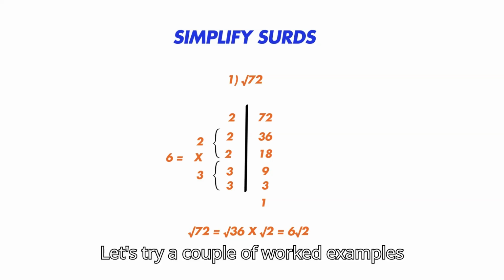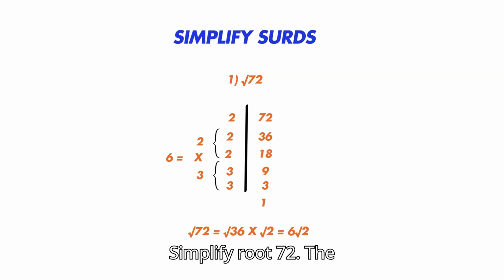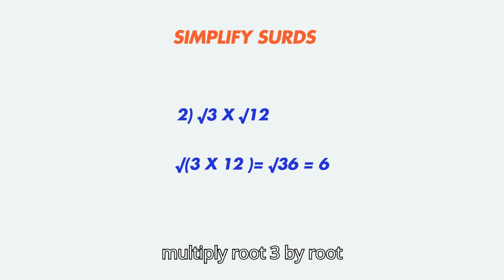Let's try a couple of worked examples together. Simplify root 72. The largest square factor is 36, so root 72 will be root 36 times 2, and that will be 6 root 2. Multiply root 3 by root 12. That's root 3 times 12, which is 36, root 36, and that is 6.